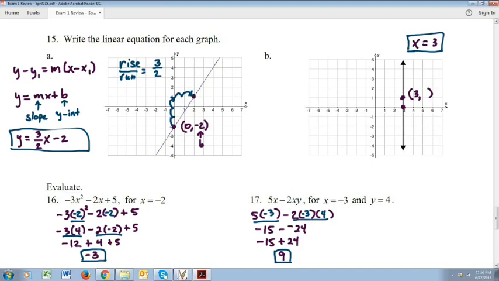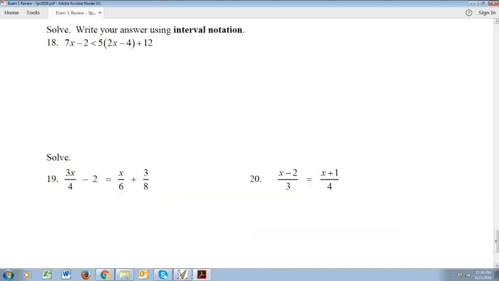Alright, let's move on to our last 3 problems here. Now on number 7, you're going to solve and then write your answer using interval notation. So let's go ahead and solve this. We're going to need to simplify the right side. Notice I just distributed here, and so we get 10x minus 20. Now notice we're not done simplifying. We could actually combine the negative 20 and the 12, and that gives us negative 8.